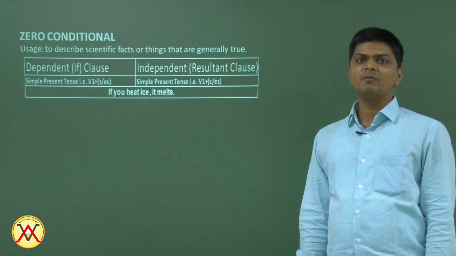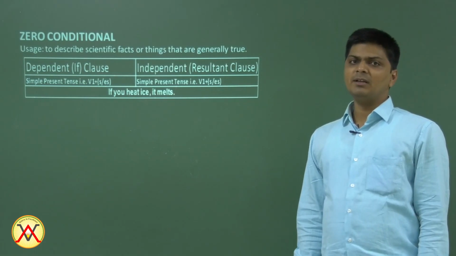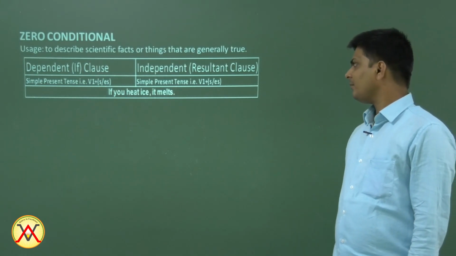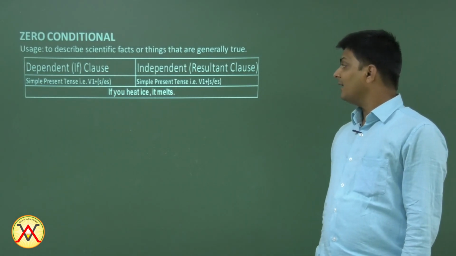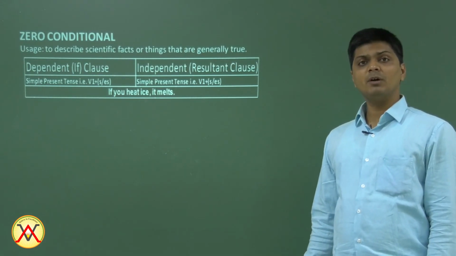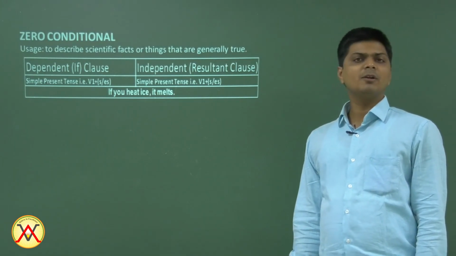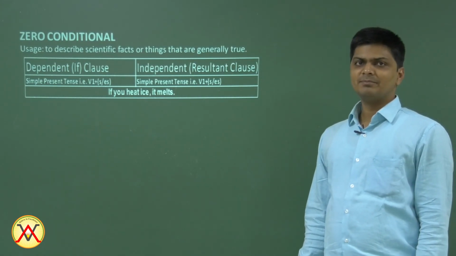Simple present tense means first form of the verb, and if the subject is singular, the verb will take s or es. For example, if you heat ice, it melts. So if you heat ice, heat is the first form of the verb, simple present tense. Melts is simple present tense again. In both the clauses there is simple present tense.